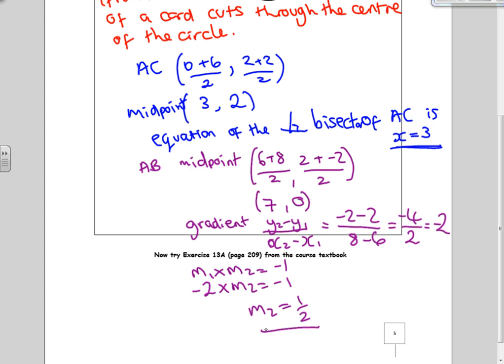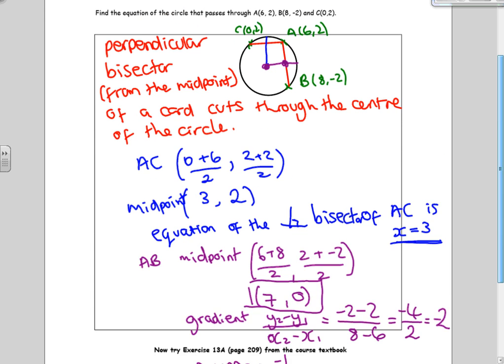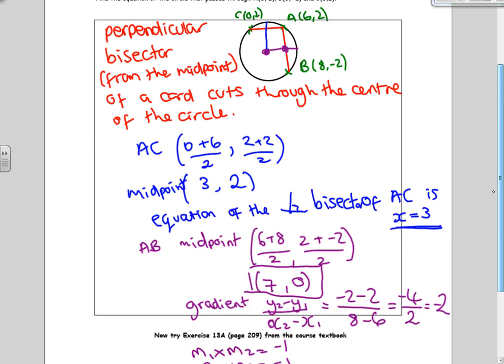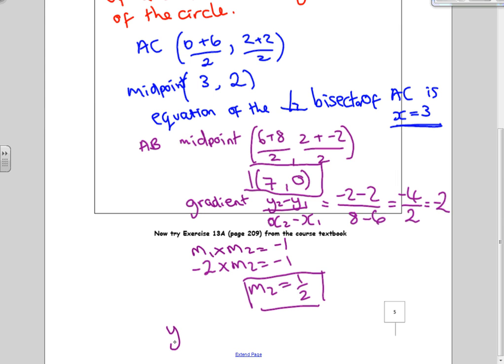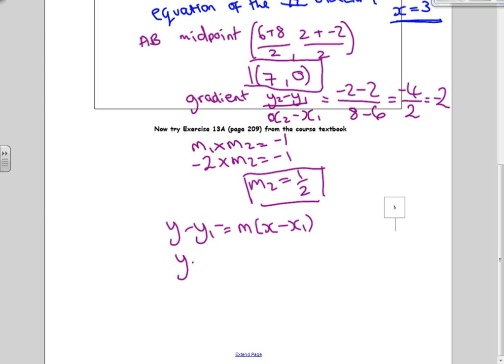So we have our gradient of the perpendicular bisector, and we also have a point that it passes through, which is the midpoint on the line AB. So now we're going to be using y minus y1 equals m times x minus x1. So we're going to have y minus 0 equals a half times x minus 7. So that gives us 2y is equal to x minus 7.